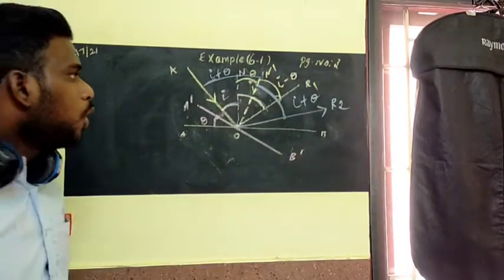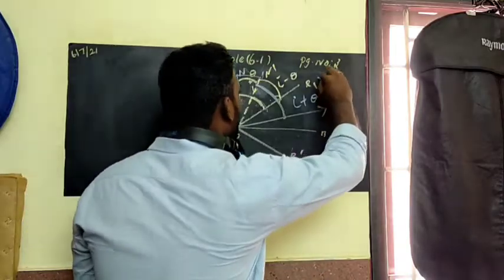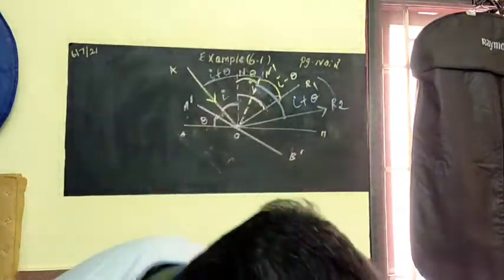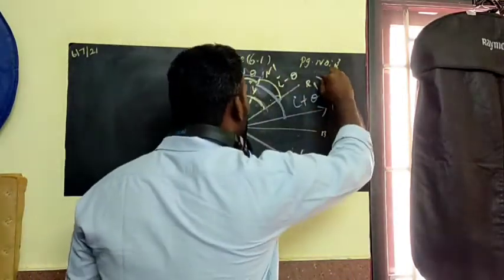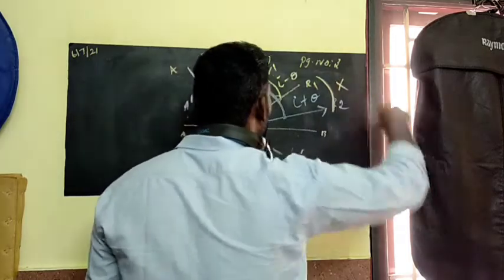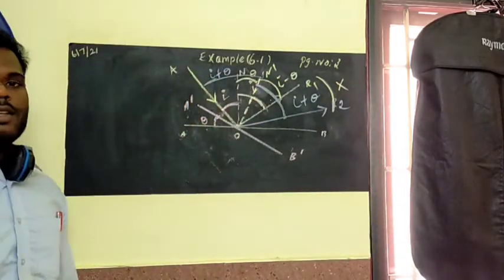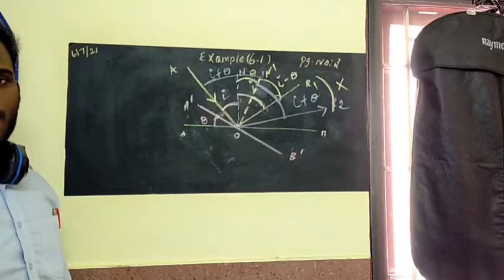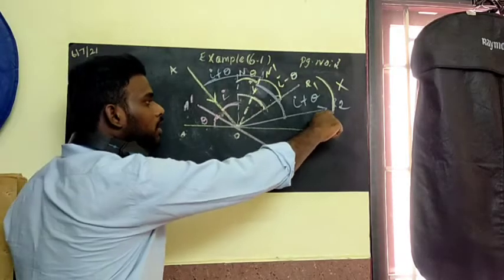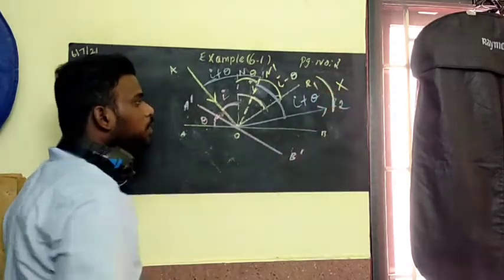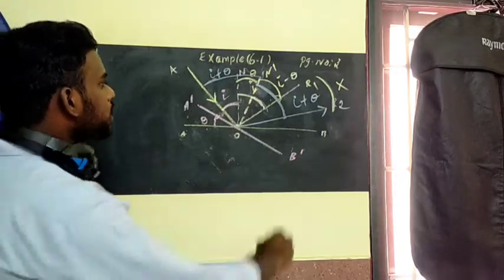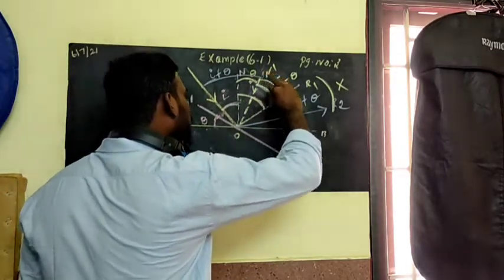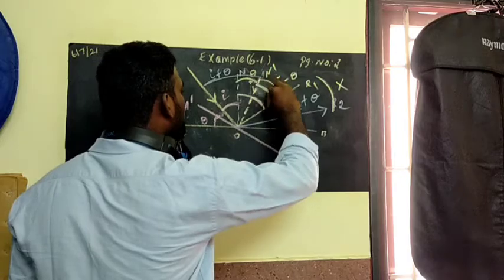So we want to know the angle between R1 and R2. This I can take as x. So we want to know the difference between R1 and R2. Here you can see that this full angle is i plus theta. Is that clear?